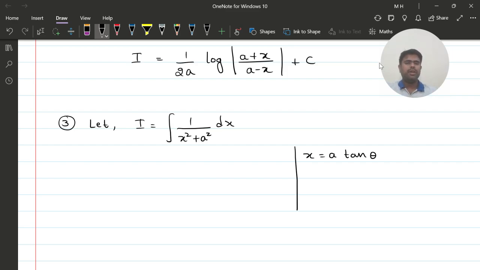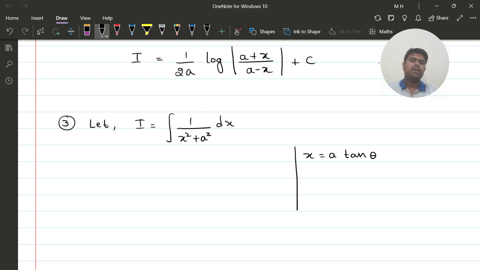Okay, remember, whenever you have x square plus a square, try to substitute x equal to a tan theta. Why? Because we have tan square theta plus 1 equal to sec square theta. That form comes. When you have a square minus x square, you try to substitute x equal to a sin theta or a cos theta.